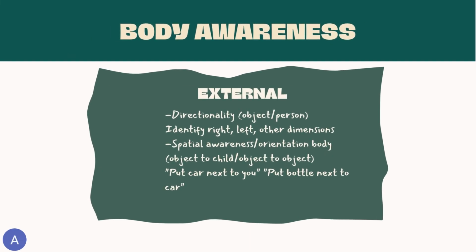There's also external. So for external, there are two main elements, which are directionality and spatial awareness or orientation body. So directionality is to have that awareness, like where is your right, your left, down, under, above. So to have that awareness, when you see that position, the direction, you know where to look. You are aware of the directions, but it's different from spatial awareness. Spatial awareness, it's similar to direction, but then it's more to the involvement of environment.